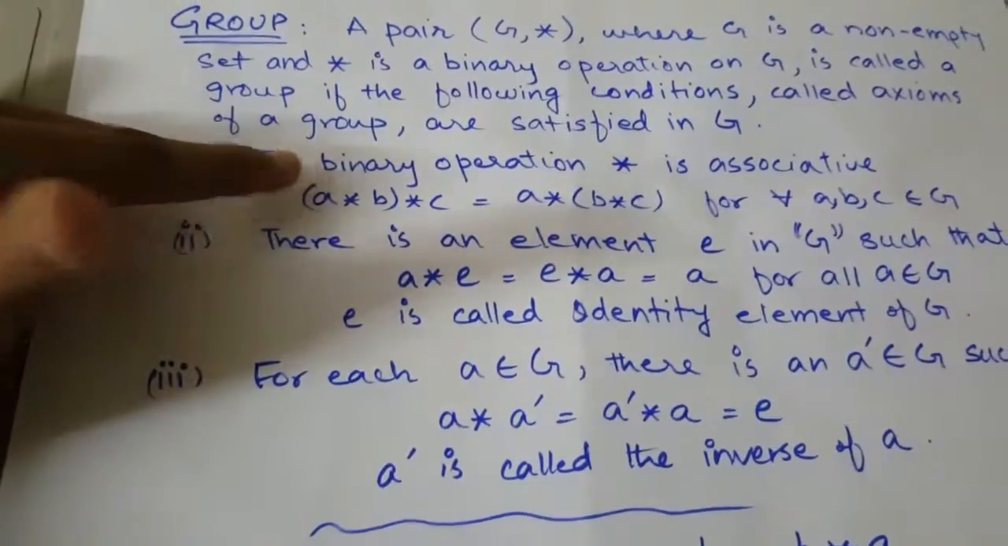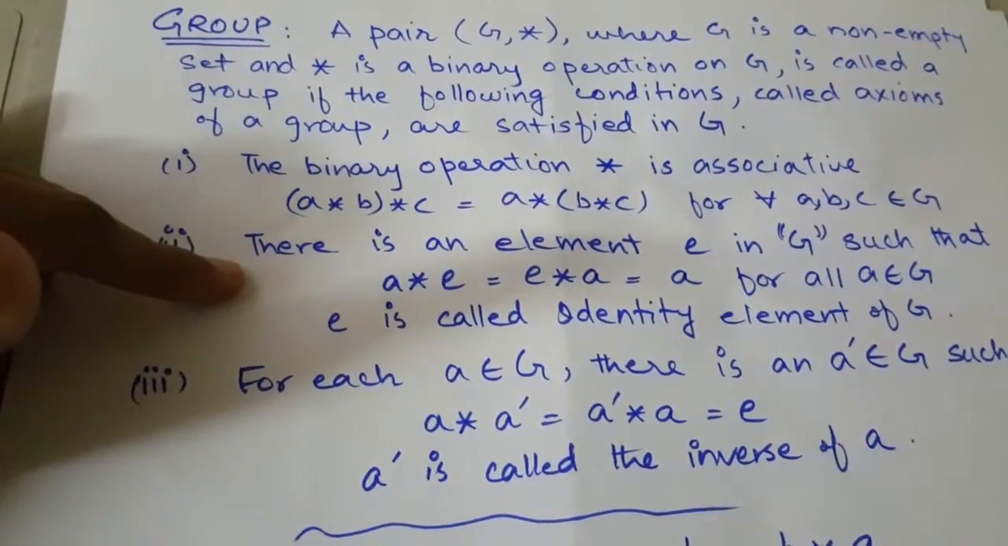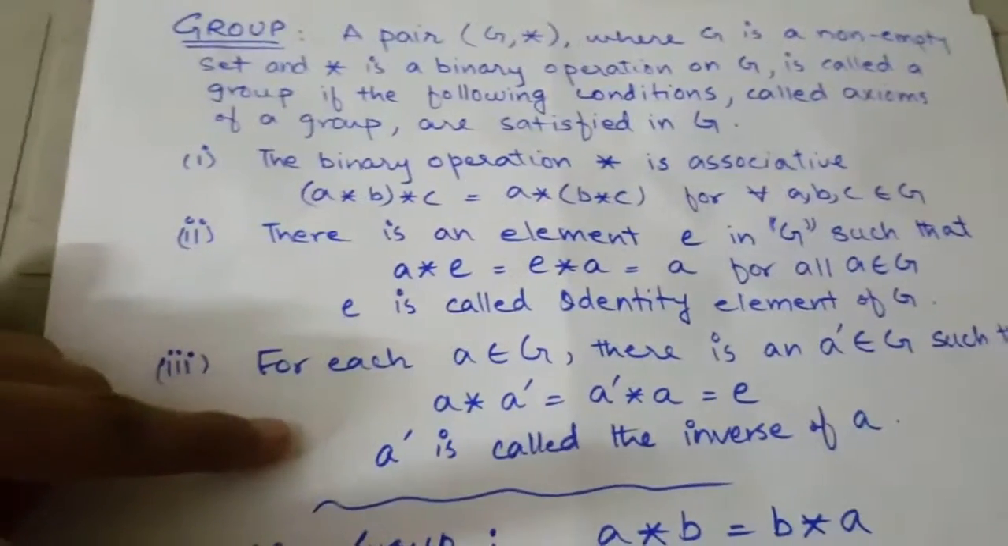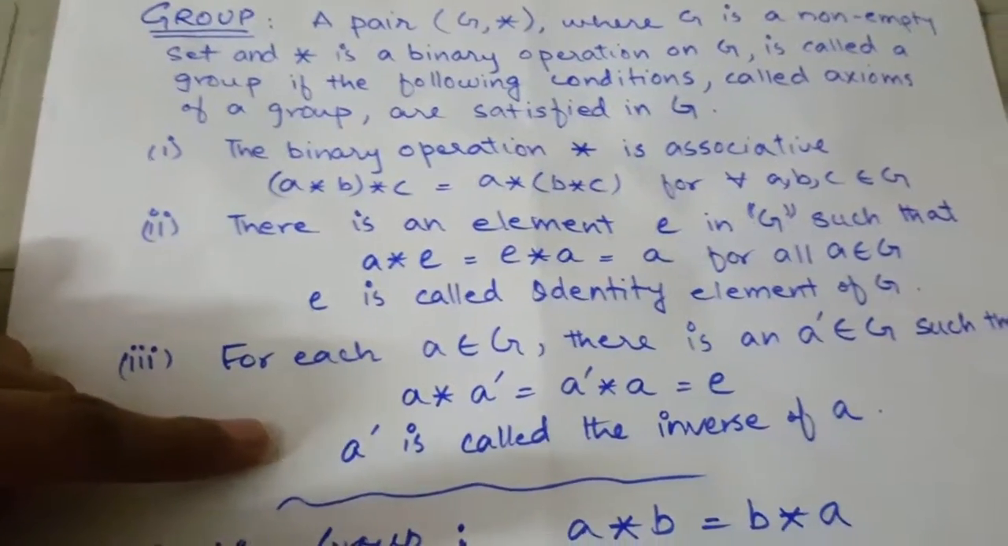So, starting with the basic axioms, we have three basic axioms. The first is the associative law. The second is very important and very basic, that is identity. And the third is again very important and very basic, called inverse.